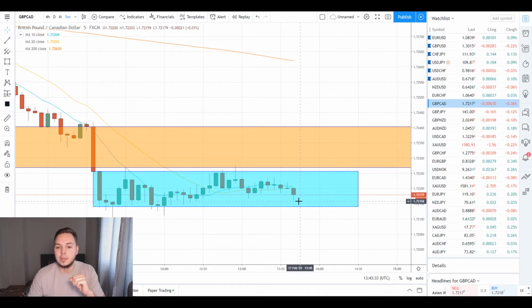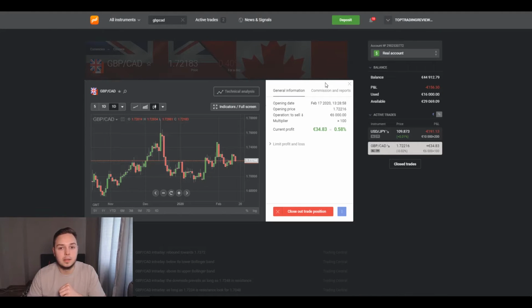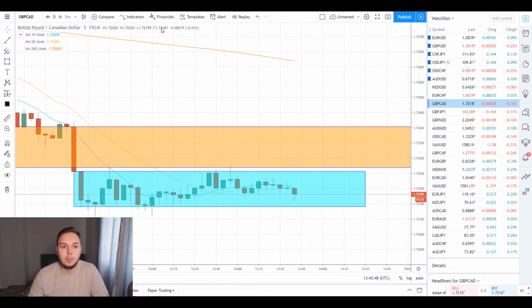38. I think it reclined a little bit. Okay, let's wait a little bit. I want to at least earn maybe 100, because it's not even worth it then. Let's see. So 31, 34. Okay, I'll leave this trade running for a little bit more.